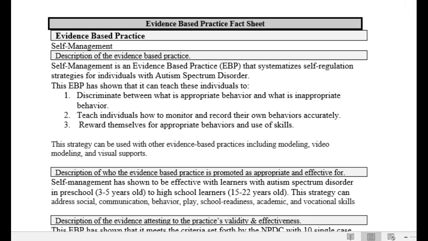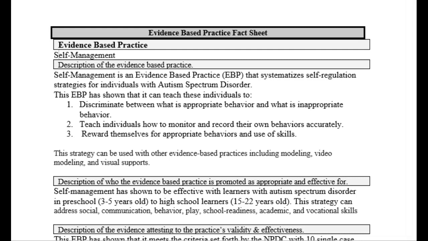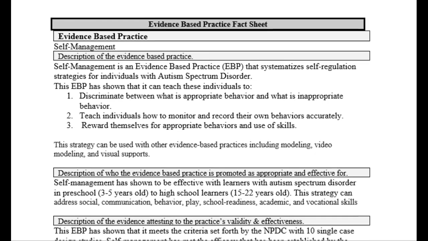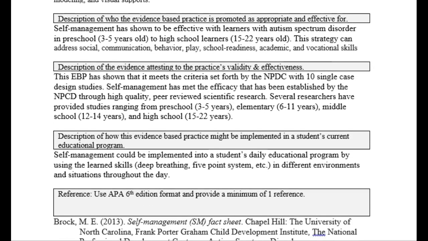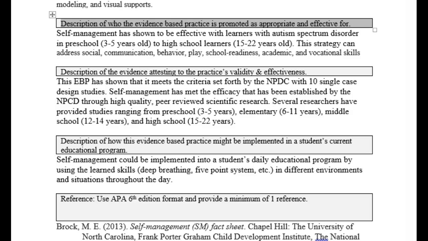The first thing the fact sheet asks you for is the description of the evidence-based practice. This information can come from the brief description. You should paraphrase and not copy and paste directly from the resource that's provided. The next question asks, description of who the evidence-based practice is promoted is appropriate and effective for. On the fact sheet, you will see that the ages and the outcomes or the skills that this has been utilized with are noted. Here you'll see that the student took that information and said, self-management shown to be effective with learners with autism spectrum disorder in preschool to high school, and it addresses social, communication, behavior, play, school readiness, academic, and vocational skills.